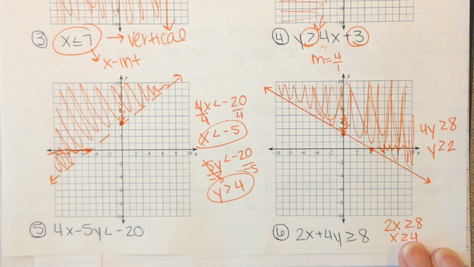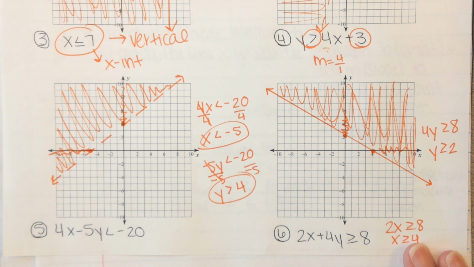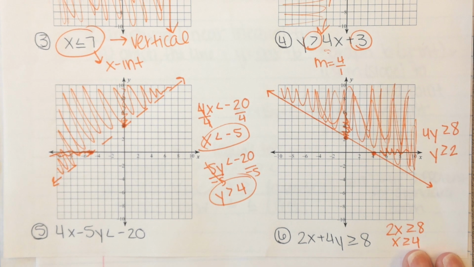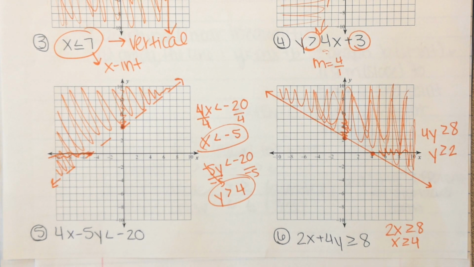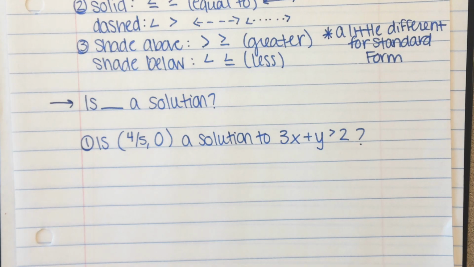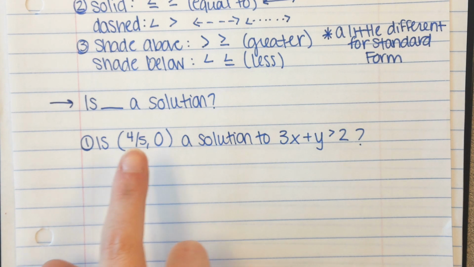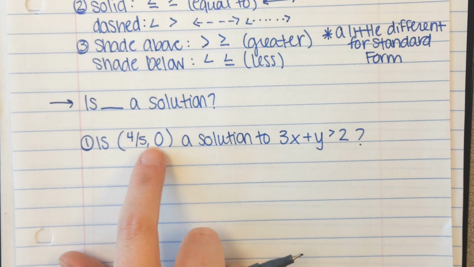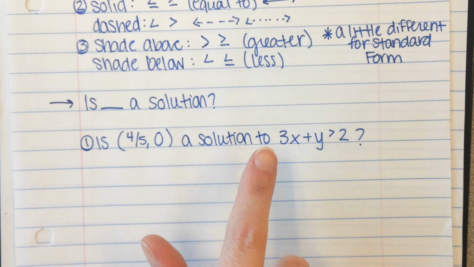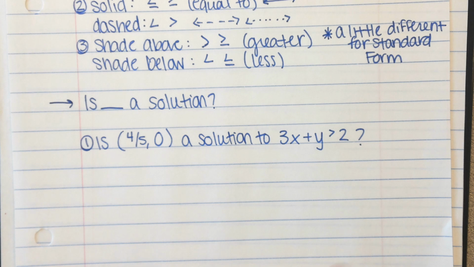Hopefully, these will help you on your Math Excel work. The examples 1 through 4 were problems that you've seen before, you've done before. 5 and 6 might be a little bit different, but I think that you guys can get those figured out as well. The next type of problem we're going to look at is they're going to ask you the question, is blank a solution? So like here's example number 1.